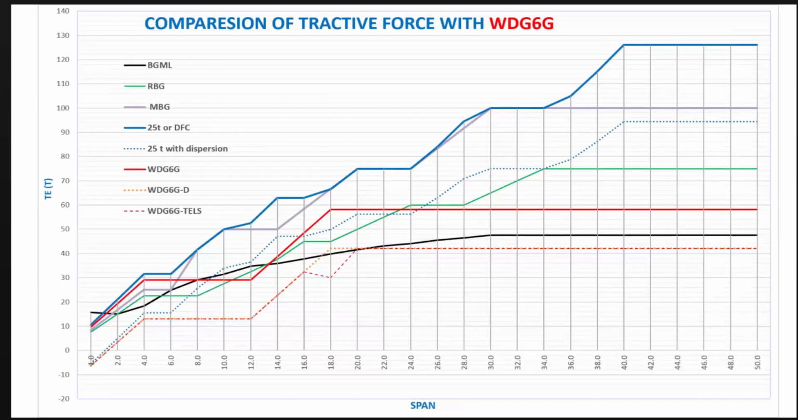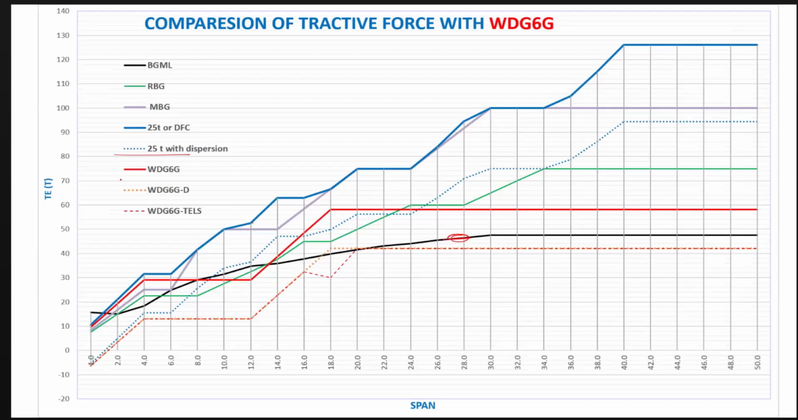So you can see the tractive force diagram, here the BGML is the black color. This is the BGML loading, our existing bridge, in black color, and the proposed tractive effort of the 25 ton loading is this blue color. After the dispersion, it is the dotted line. So you can see that it is coming down.